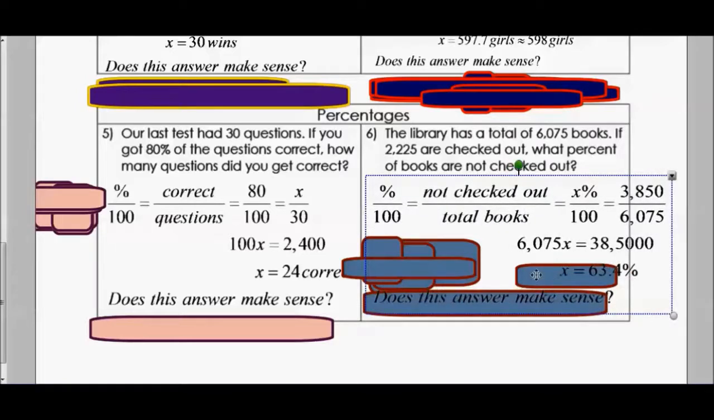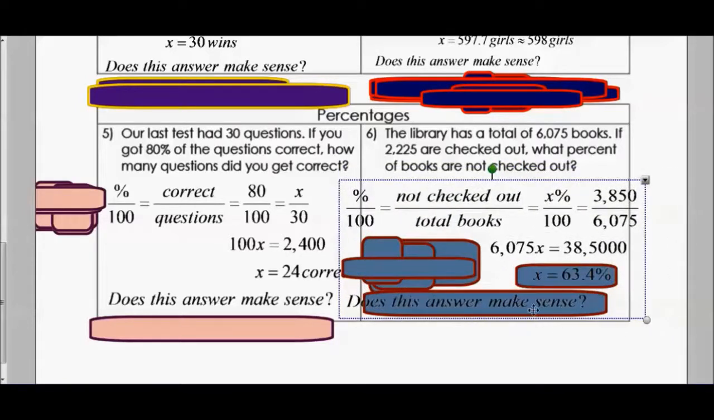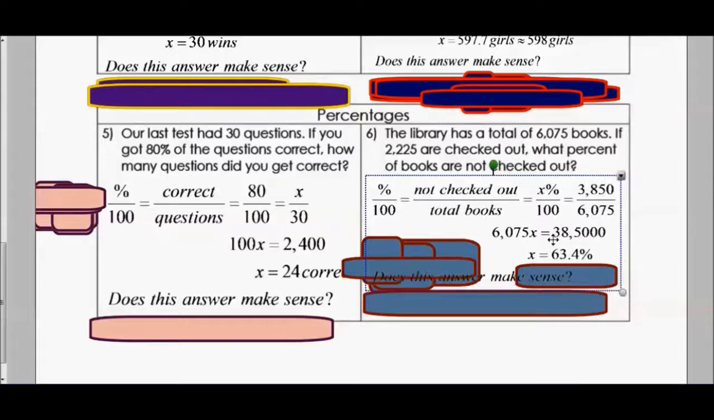And our answer kind of just popped up there. But we're going to go with that. So our answer is 63.4%. Our last step was to divide by this number. And we get 63.4. That should make sense. It shouldn't be bigger than 100. It can't be more books not checked out than total books. It should be a good chunk of them. It's over half. This should be over 50%, so that answer makes sense.